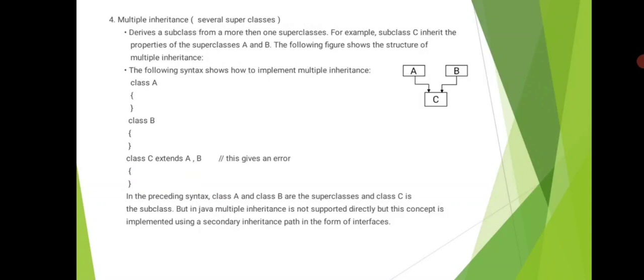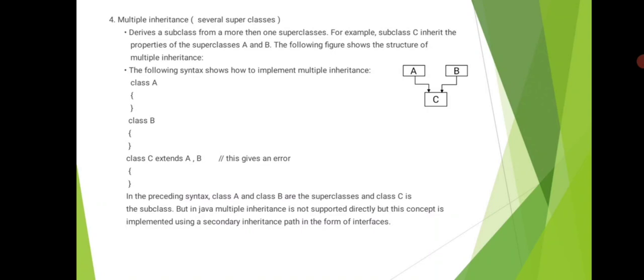Next we study multiple inheritance. In multiple inheritance several superclasses are there. It derives a subclass from more than one superclass. For example, subclass C inherits the properties of the superclasses A and B. So here we see more than one superclass, and it is derived to a single subclass. In this example C is the subclass which inherits the properties of the superclasses A and B.